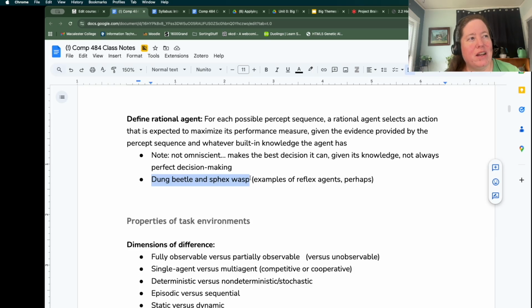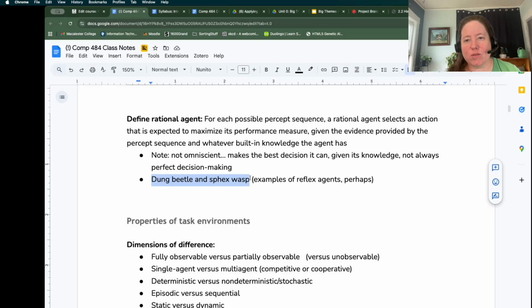So I have here a couple of references of very simple creatures in the world: dung beetles and the Sphex wasp. People have studied the behavior of these because they appear to be making very interesting and intelligent decisions, but we have learned through experimentation that in some cases these decisions are hardwired in them. It's more of a result of the process of evolution that these agents have these behaviors, and they aren't actually thinking about it when they perform these behaviors.